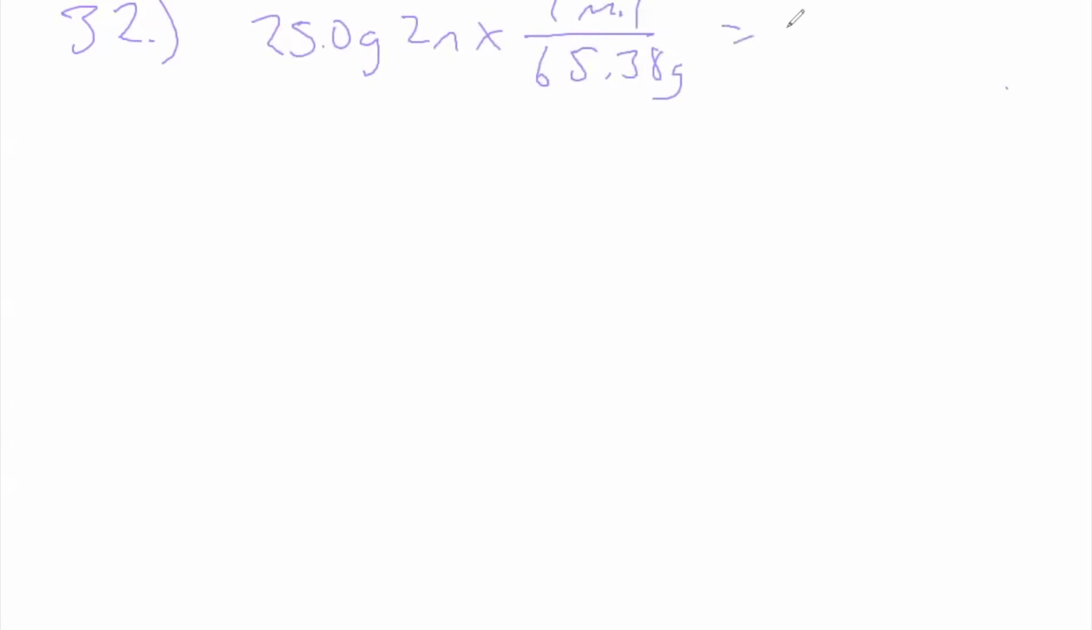All right, number 32. So we're given grams of zinc and of manganese dioxide. Then for A, you want to find the limiting reactant. So we would need to first convert grams to moles. So we have 25.0 grams of zinc. Zinc's molar mass is 65.38. So that gives us 0.382 moles of zinc.